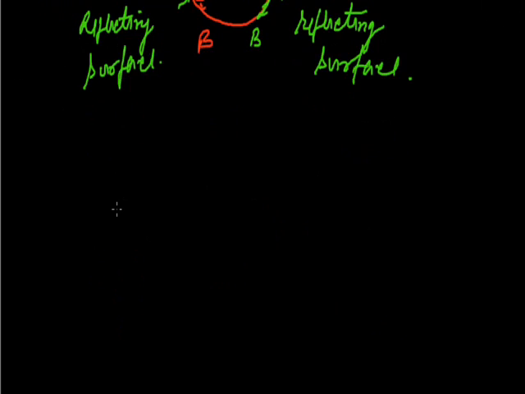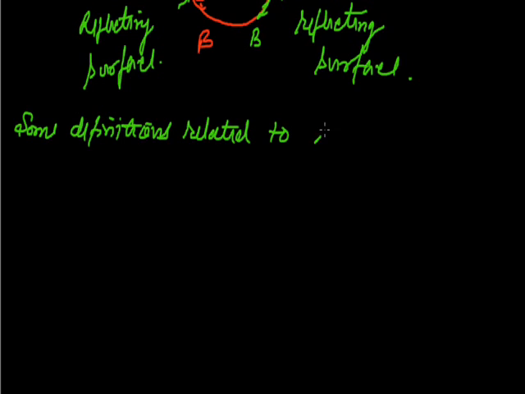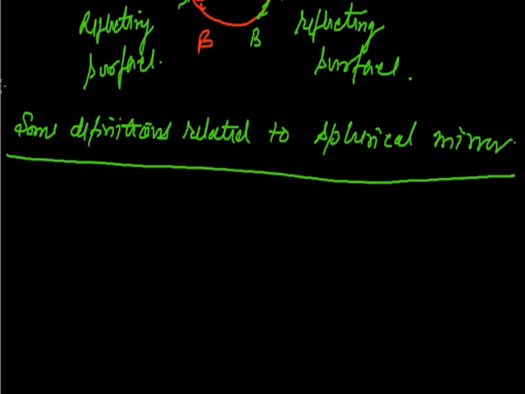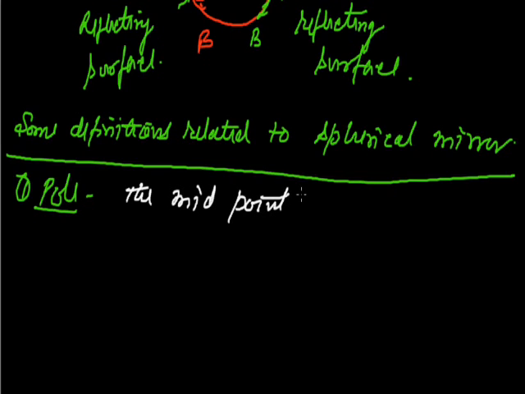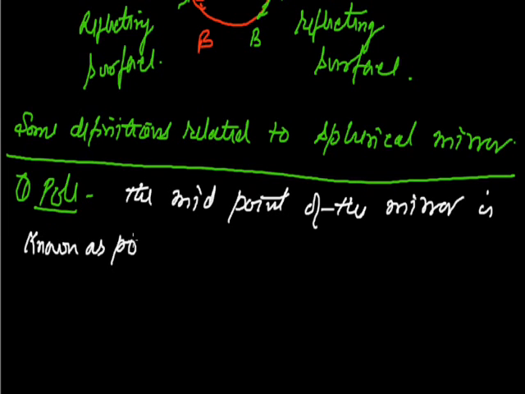Now some definitions related to spherical mirrors. One is the pole. The midpoint of the mirror is known as the pole. It is denoted by P.